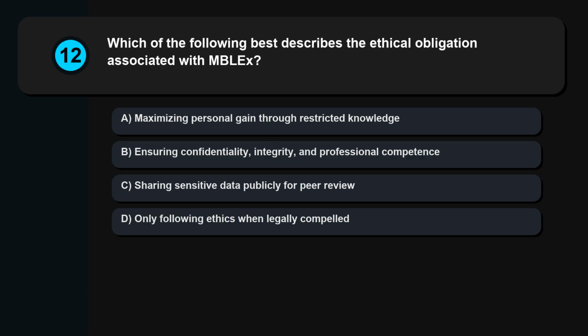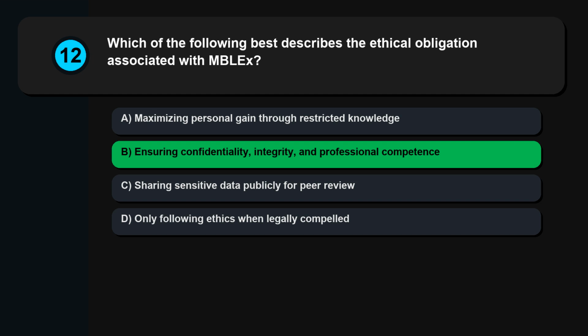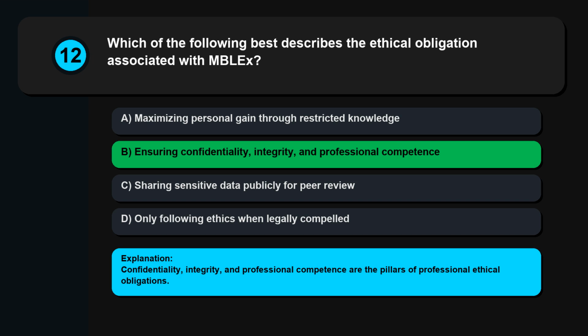Question 12. Which of the following best describes the ethical obligation associated with MBLEx? Maximizing personal gain through restricted knowledge, ensuring confidentiality, integrity, and professional competence, sharing sensitive data publicly for peer review, only following ethics when legally compelled. Confidentiality, integrity, and professional competence are the pillars of professional ethical obligations.